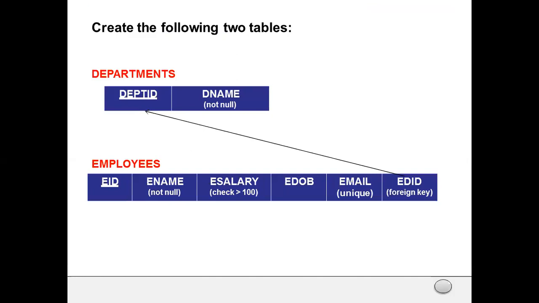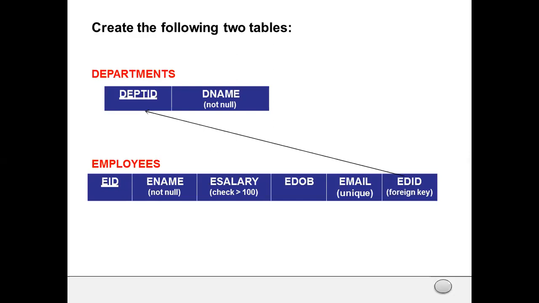Again, for representation, we have two tables, with department ID and DNAME. Here we should remember that we identify the primary key by an underline. So department ID is unique; it's a primary key. Again, DNAME contains the constraint not null.